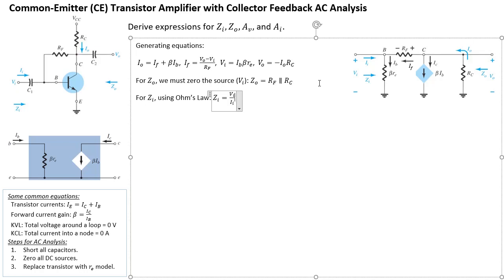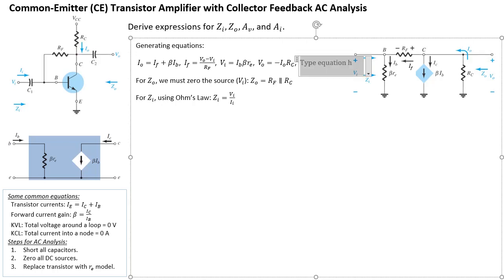Okay. So now, if you look at II here, going into the base node, you have an II going this way, an IB coming down, and an IF going that way. So actually, you can write an equation that relates II, IB, and IF. So I think I'll write it up here.